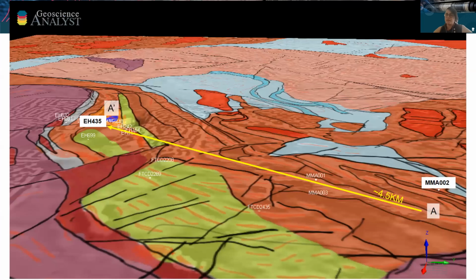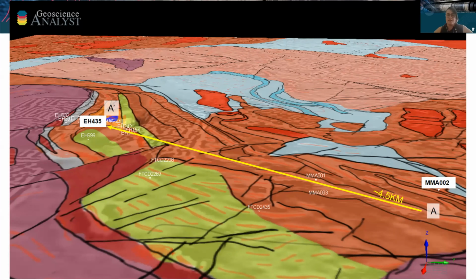So this is an image looking along the northeast trend. We did have some drill holes that went towards the northwest, but for the sake of time, I'm just going to focus on this typical Ernest Henry trend that you can see in bedrock geochemistry.